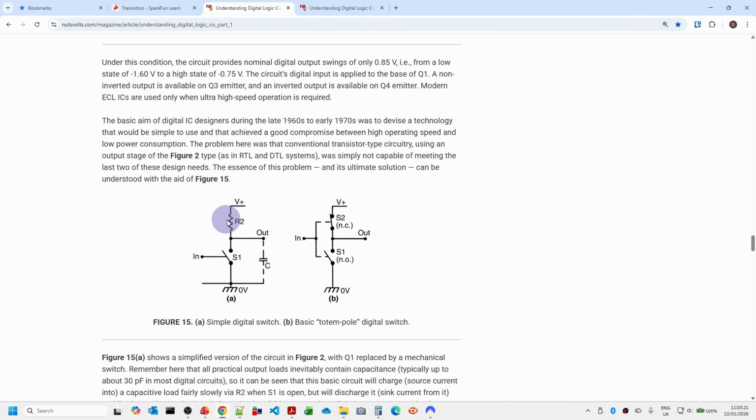And that fundamentally limited the speed with which these switches could work at, whereas a totem pole relies on having an input here, and depending on the input, then either this switch or this switch is enabled, and that allowed things to be switched much faster.